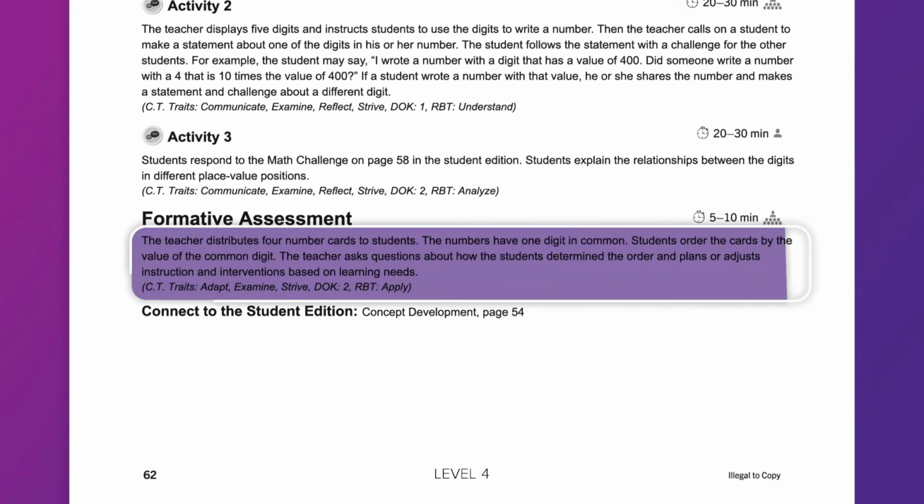In this unit, the teacher distributes 4 number cards to students. The numbers have 1 digit in common. Students order the cards by the value of the common digit. The teacher asks questions about how the students determine the order. Teachers may use the information collected during the activity to address student misconceptions and to drive further instruction.